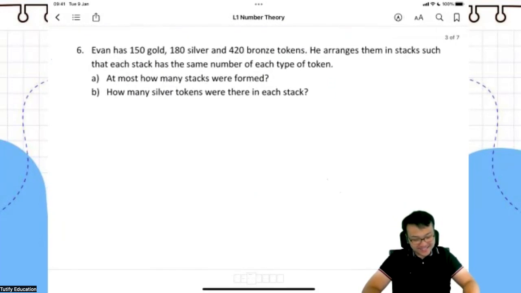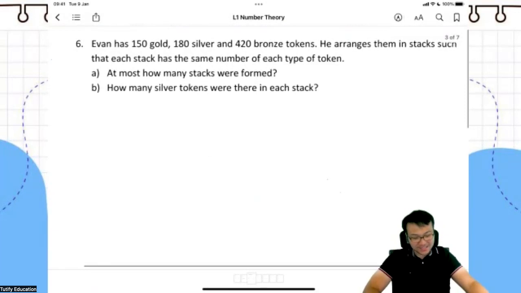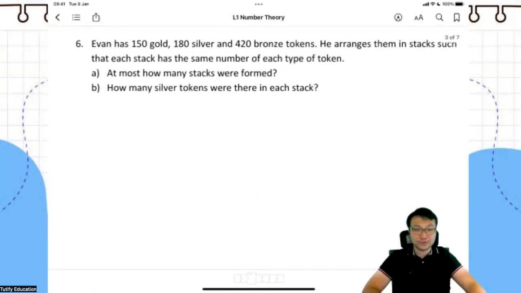Now let's look at question 6. Same thing. They want you to find the most number of stacks of coins. I'm going to get a volunteer for this because there's actually a long way and also a short way. Before I get a volunteer, I'll show you the long way. Most of you might want to do this.